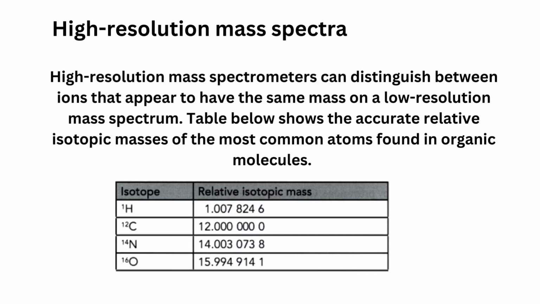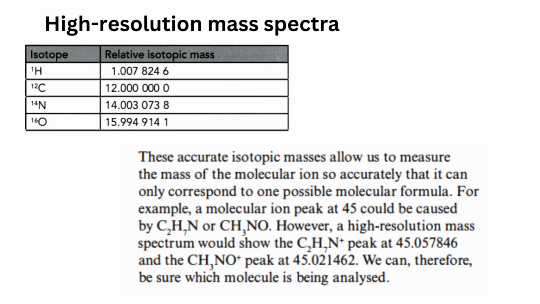High resolution mass spectra. High resolution mass spectrometers can distinguish between the ions that appear to have the same mass on a low resolution mass spectrum. Table below shows the accurate relative isotopic masses of the most common atoms found in organic molecules. Isotope and its relative mass is given over here for hydrogen, carbon, nitrogen, and oxygen. These accurate isotopic masses allow us to measure the mass of the molecular ion so accurately that it can only correspond to one possible molecular formula.